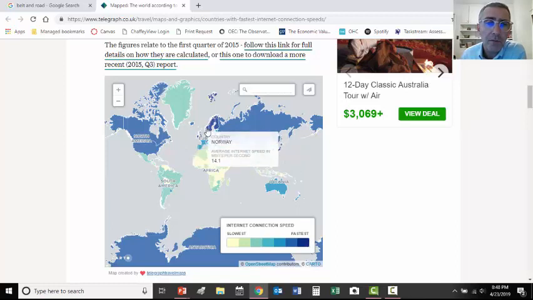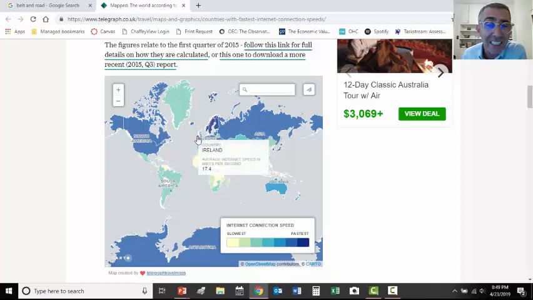So here you have Norway, 14.1 is the ranking here. They have different ways of ranking. Average internet speed in megabits per second: 14.1, 15.8 for Sweden, and then 13. So Sweden is at 15.8.